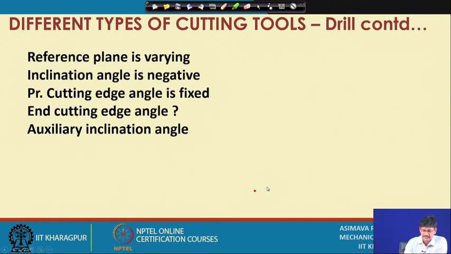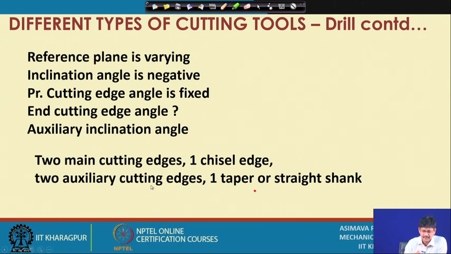So here, the reference plane is varying. This we have already seen: since the velocity direction is going to vary, the reference plane will vary in its orientation. The inclination angle is negative, this we have also noticed. The principal cutting edge angle is fixed. In the fixed system, it is half the point angle.